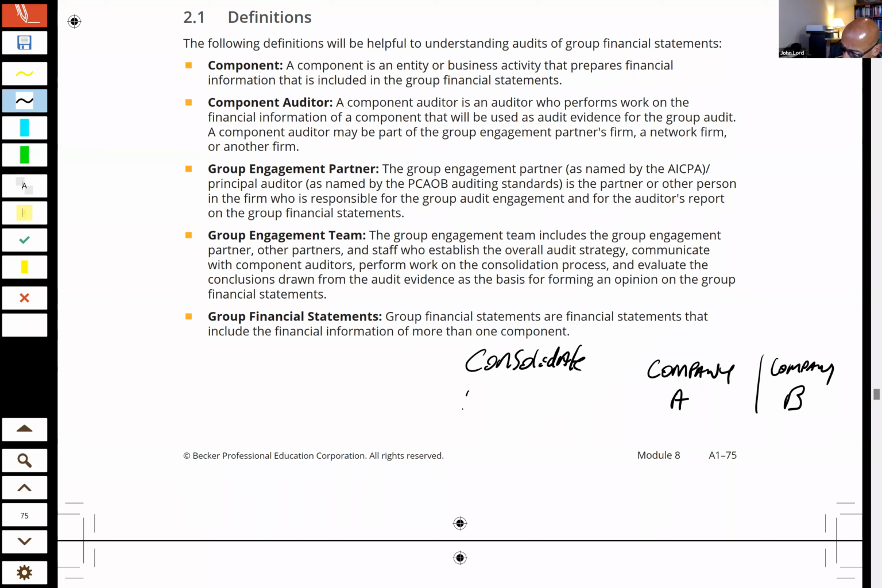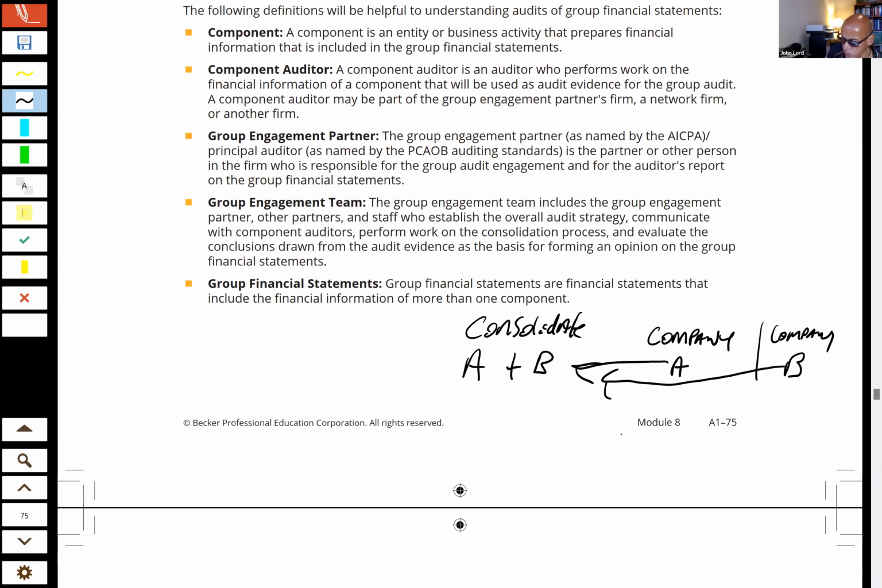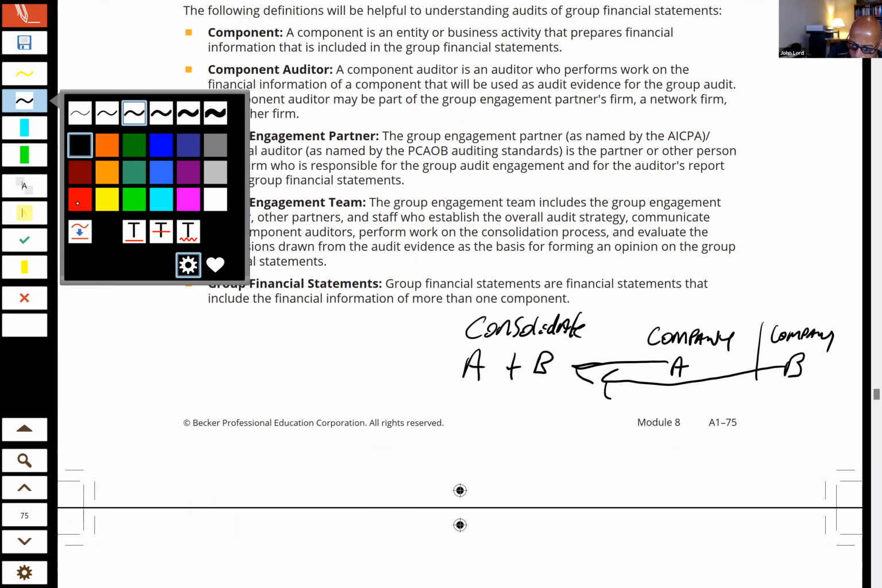So what I'll do is, doing the appropriate eliminating entries and whatnot, I'll create a set of consolidated statements that are company A and company B combined, right? Okay, good. Well, all we're going to do here is put some words on this sort of relationship that maybe you haven't seen before.